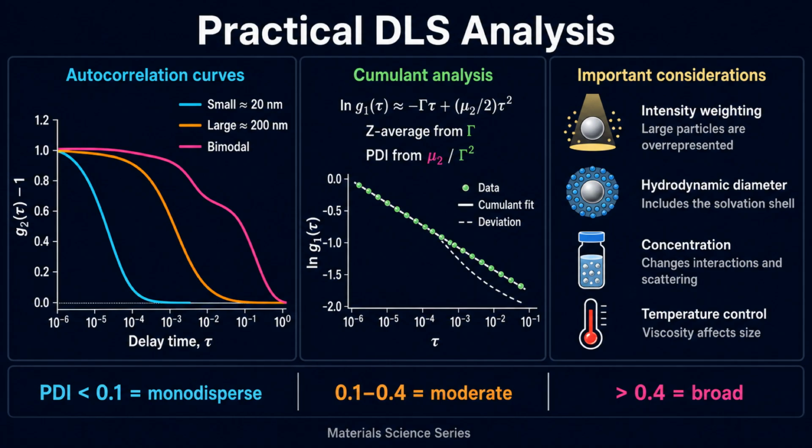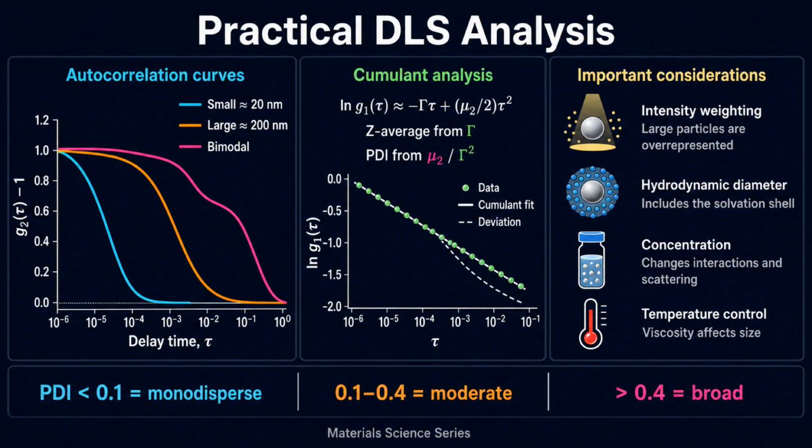Because intensity scales with the sixth power of diameter for Rayleigh scattering, larger particles contribute disproportionately. Even a small number of large particles or aggregates dominates the signal. This is why the z-average often exceeds TEM measurements. Temperature must be controlled since it affects viscosity and Brownian motion. Concentration matters because high concentrations cause multiple scattering.